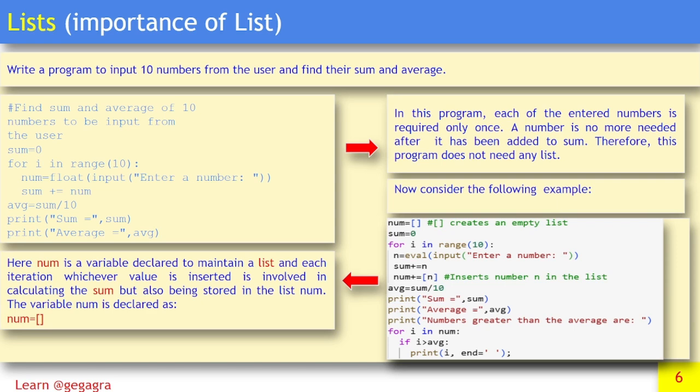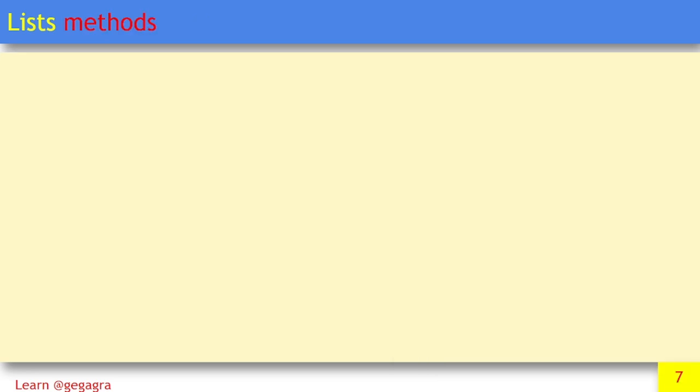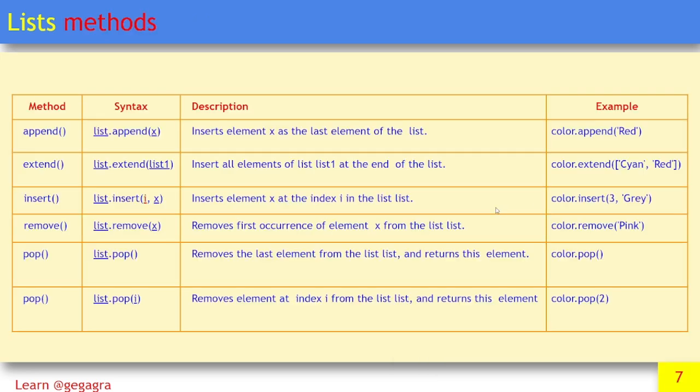Now I am going to show you some functions involved in manipulating the list. So these methods are append. The append function, if you want to add any element to the list, will insert the element to the list at the bottom. So it inserts element x as the last element of the list. If I say list dot append x, x will be inserted at the bottom of the list. So this is the way.